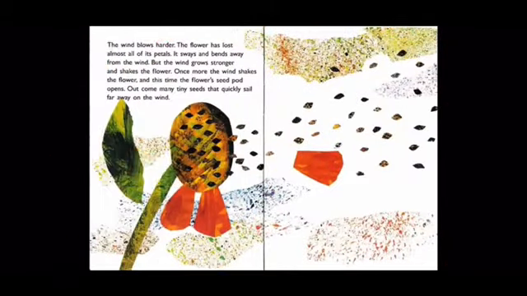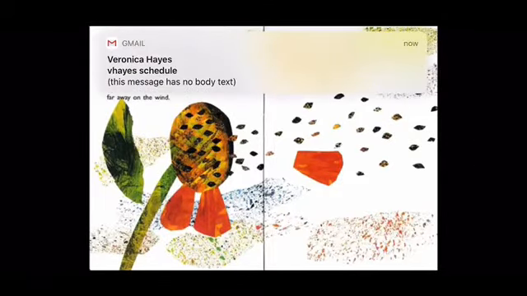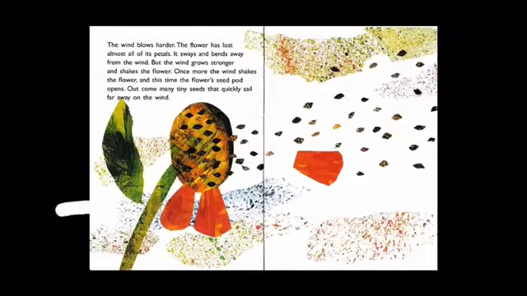The wind blows harder. The flower has lost almost all of its petals. It sways and bends away from the wind, but the wind grows stronger and shakes the flower. Once more the wind shakes the flower, and this time the flower's seed pod opens. Out come many tiny seeds that quickly sail far away on the wind.